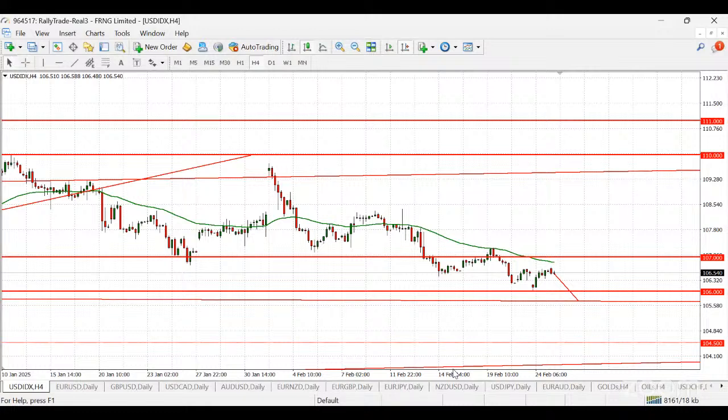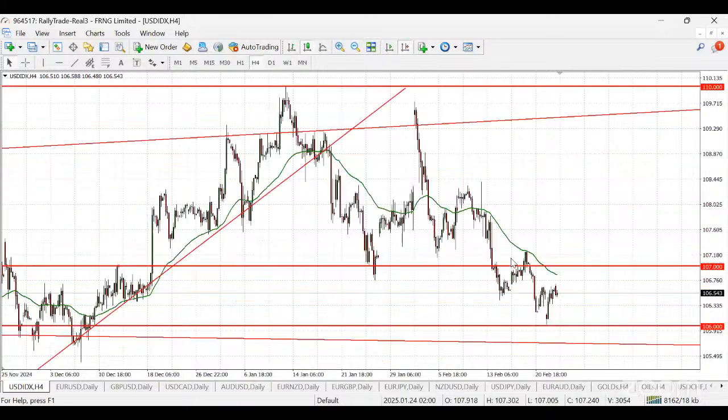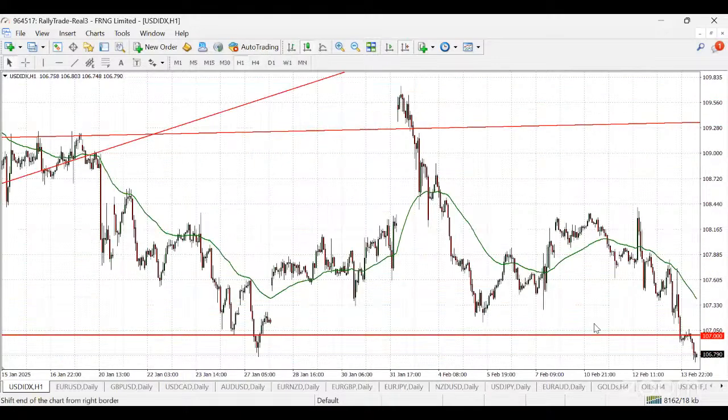Again, that would mean breaking to the upside above 107 resistance, and then we can expect higher prices from there after a break above this resistance is confirmed. And it will also break below the support back at 106, and then we can expect lower prices as well, okay, for the dollar index, right? And then, having said that, let's now head to Euro USD to see what we have there.